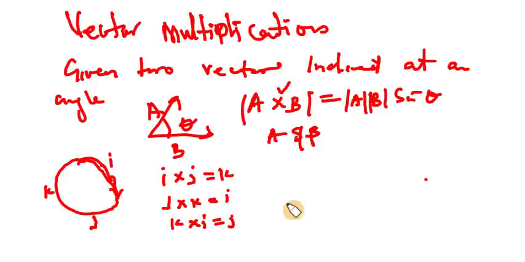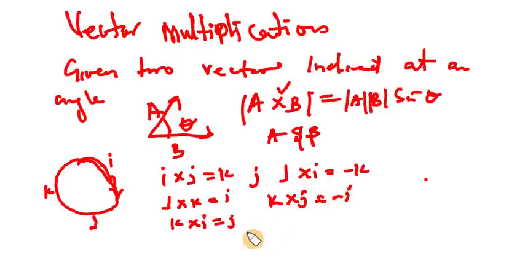So that is when we now say, for instance, let's say J cross I, it will give us minus K. For this one, when we say K cross J, it will give us minus I. For this one, when we say I cross K, it will give us minus J. So when you do it anti-clockwise, these are some of the rules of cross product.